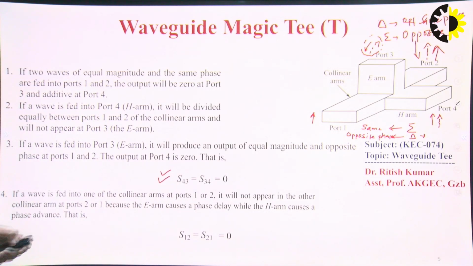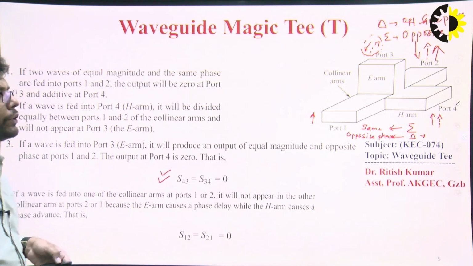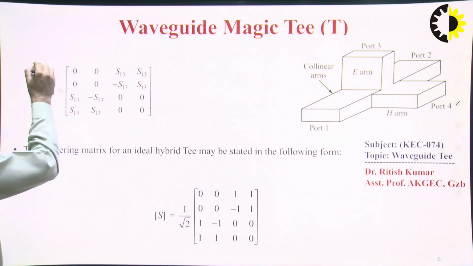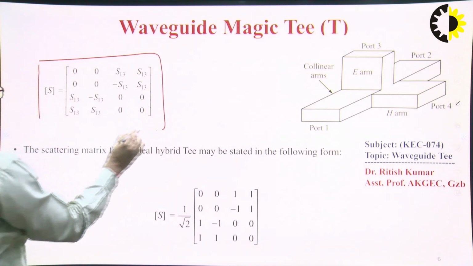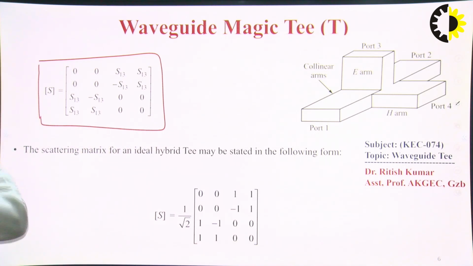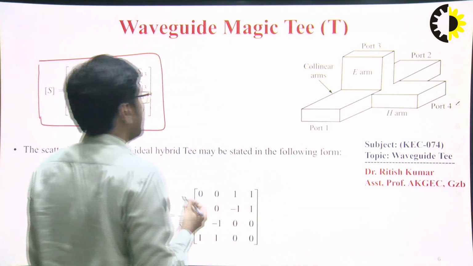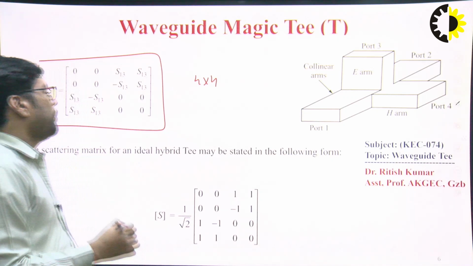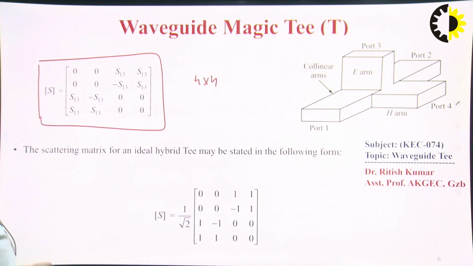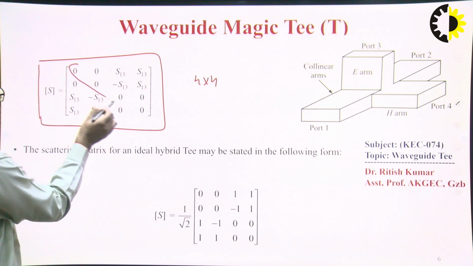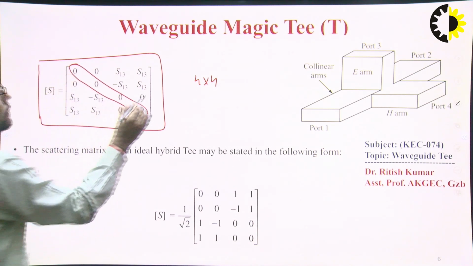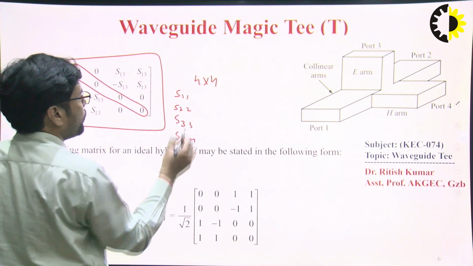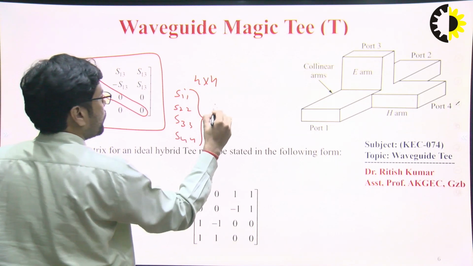I think this magic T concept is clear to all of you. Now comes the scattering parameter of this magic T. This is the scattering matrix of this magic T. Because this is a 4-port device, we make a 4 cross 4 scattering matrix here. You can clearly observe this is the matching condition, because this is nothing but S11, S22, S33 and S44. These are all reflection coefficients.